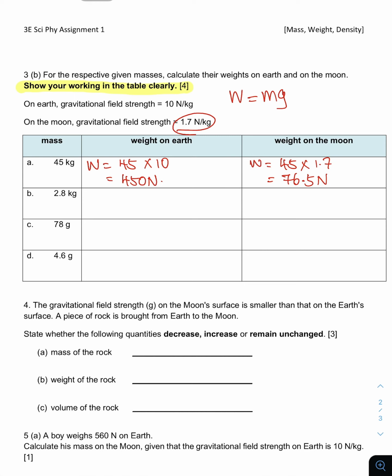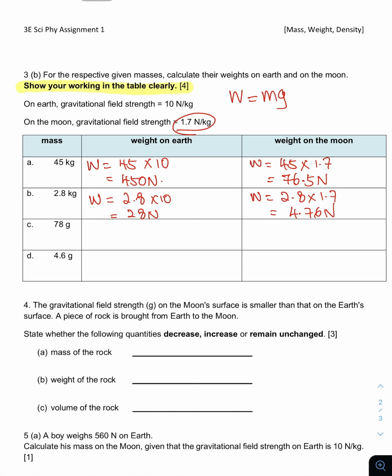B, 2.8 kg, same thing. W equals 2.8 multiplied by 10. I get 28 Newton. For the Moon, I get 2.8 multiplied by 1.7. I get 4.76 Newton.